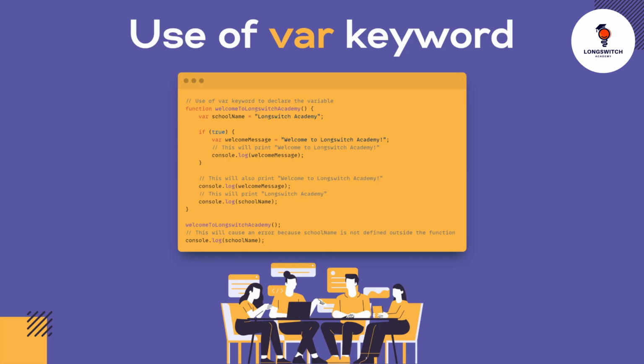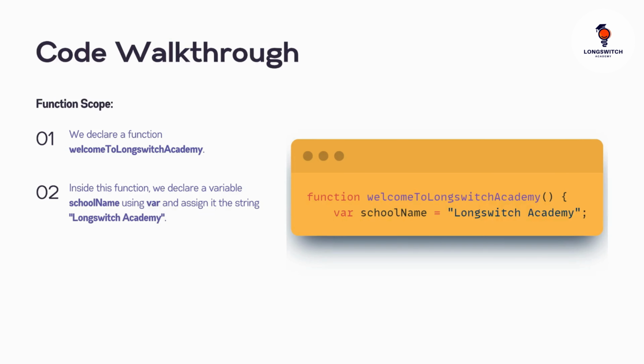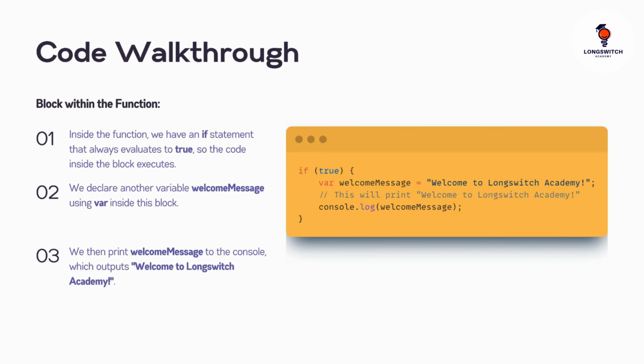In this example, we're demonstrating the use of the var keyword. Here's a step-by-step explanation. First, we have declared a function called Welcome to Longswitch Academy. Inside this function, we declare a variable school name using var and assign it the string Longswitch Academy. Next we have a block within the function. Inside the function, we have an if statement that always evaluates to true, so the code inside the block executes. We declare another variable welcome message using var inside this block. We then print welcome message to the console, which outputs Welcome to Longswitch Academy.